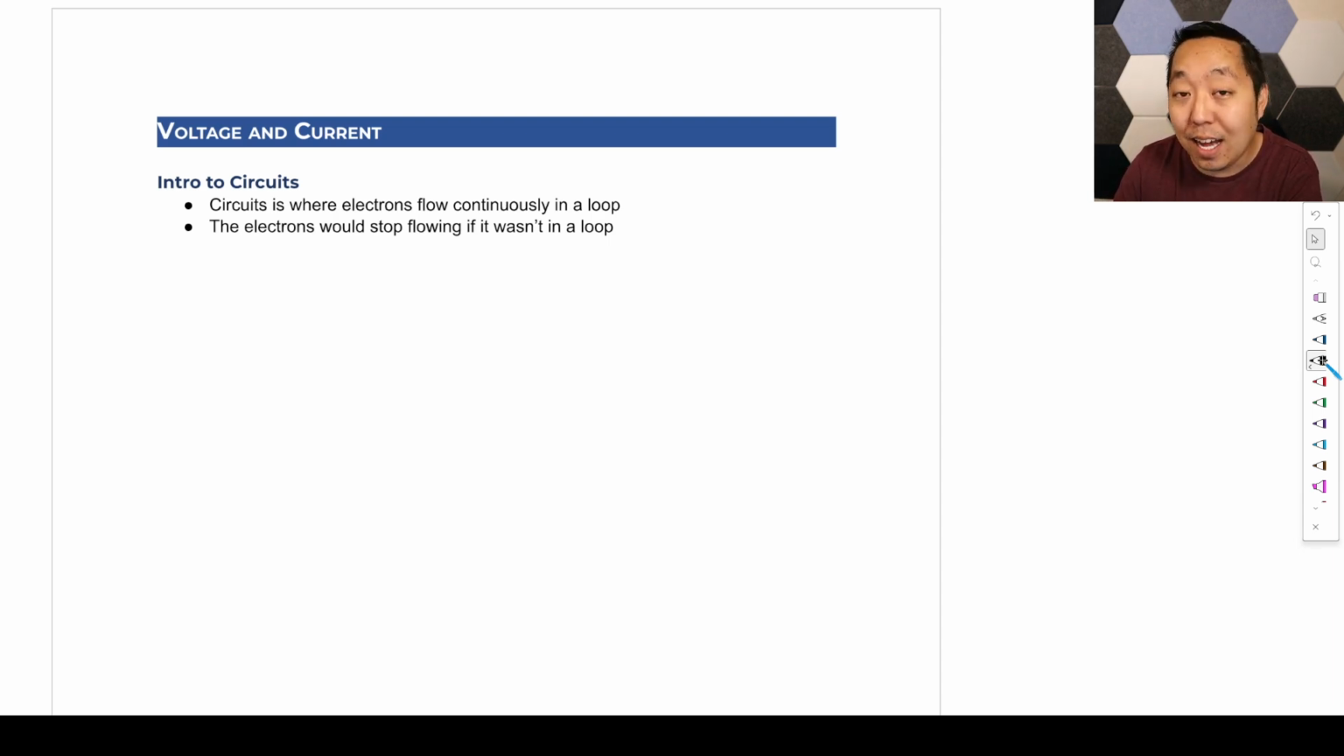But the math itself is not anything more than you would cover in algebra. Okay, no calculus is involved for most of the challenging parts of the circuit analysis. Okay, so intro to circuits.